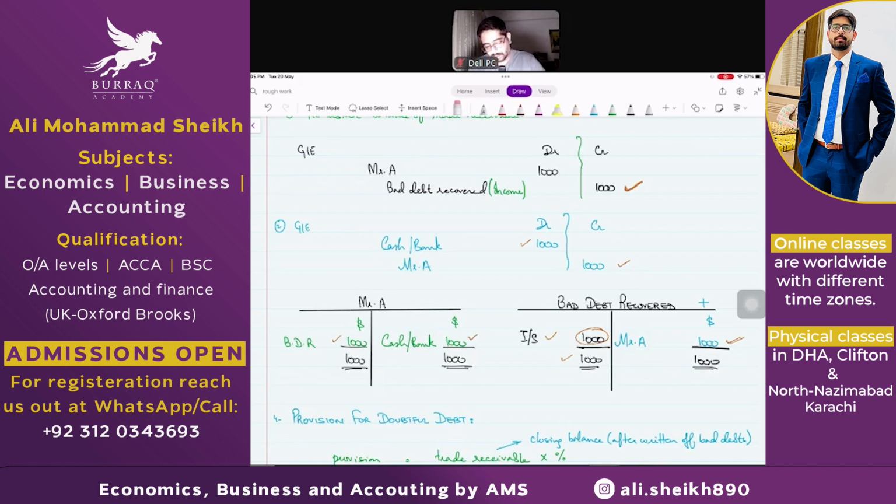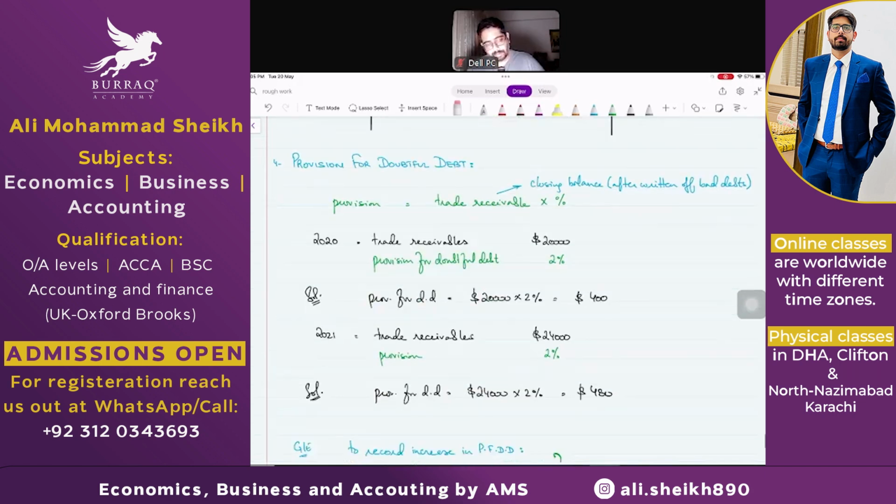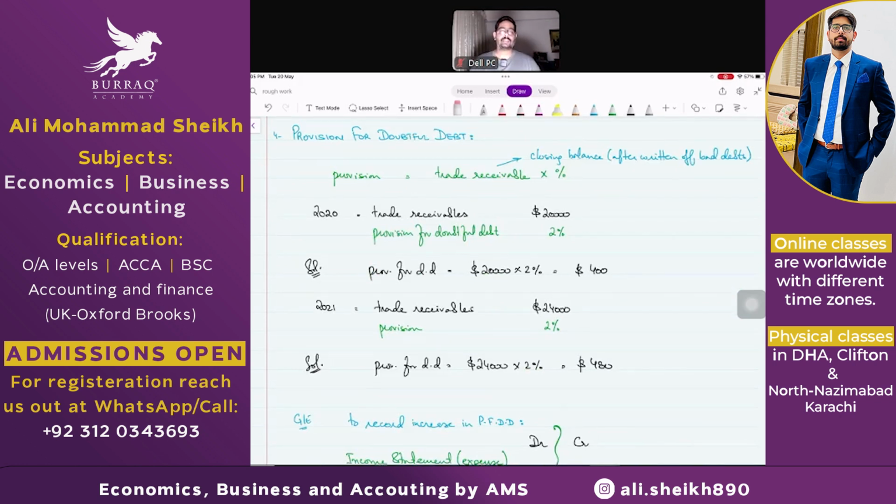Now the last concept of this topic is provision for doubtful debt. What is provision for doubtful debt? Provision basically is an estimate that management thinks of to charge for doubtful debt in the future of the business. For example, if a business has experienced certain bad debts in the past, there's a risk of bad debts in the future as well. Management can think that some receivables might go bankrupt and might not be able to pay you back. So here the concept of provision arises.